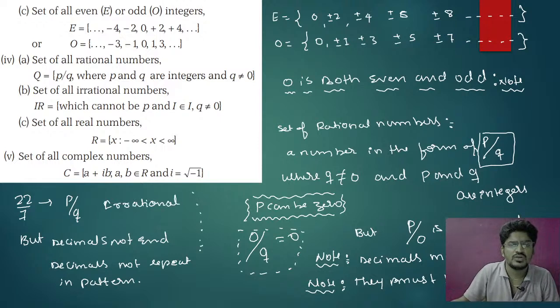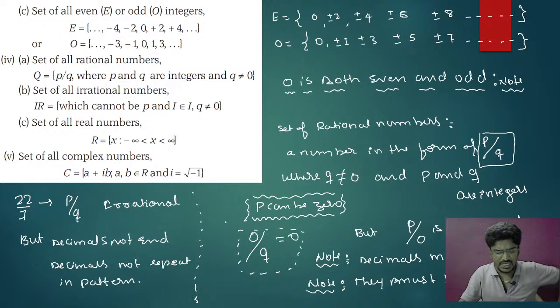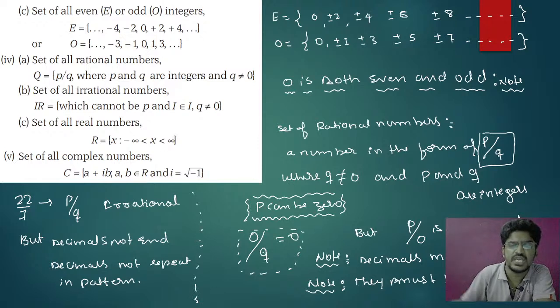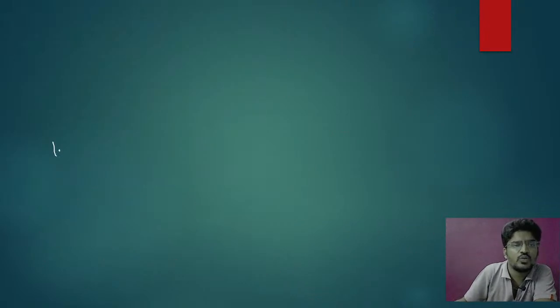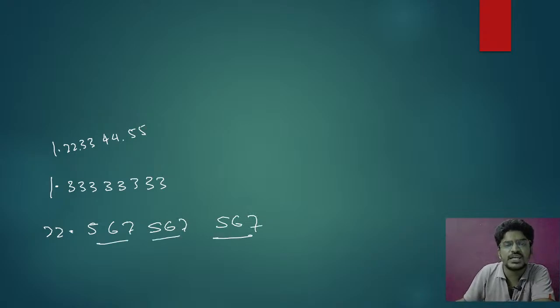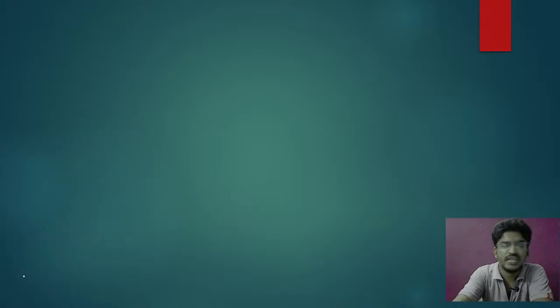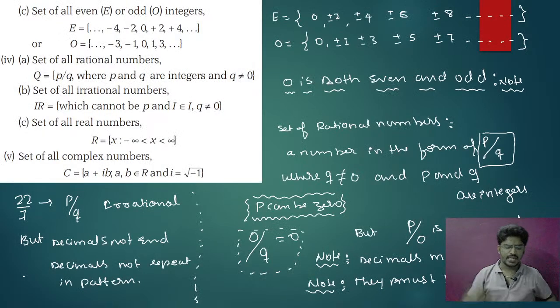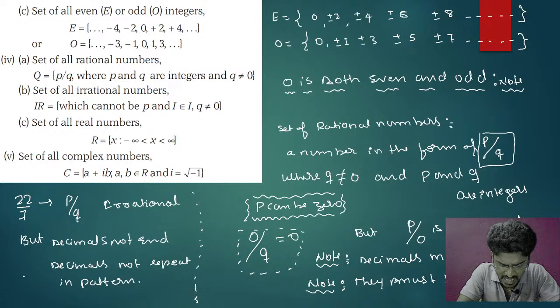Okay, are you clear? Everyone can see what a pattern means. A pattern is like this: 1.22, 33, 44, 55. This is one pattern. Or 1.333, 333, 333. This is also a pattern. Or 22.567, 567, 567. These are called patterns. If this type of pattern is present, then we say it is rational. If such a pattern is not present, we say it is irrational. Clear?